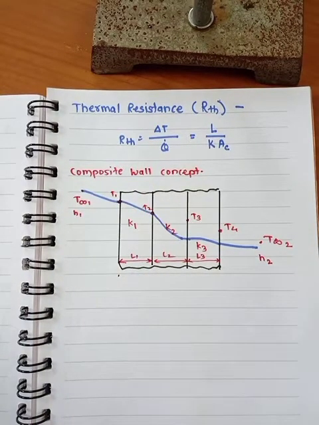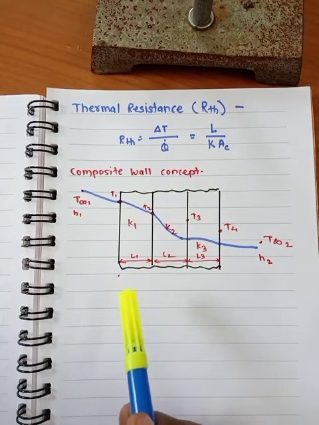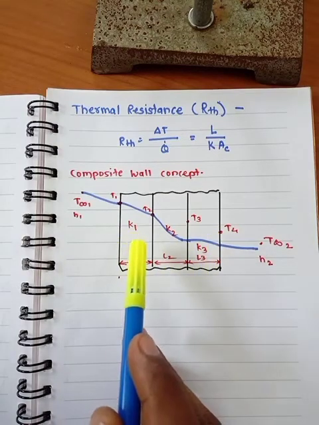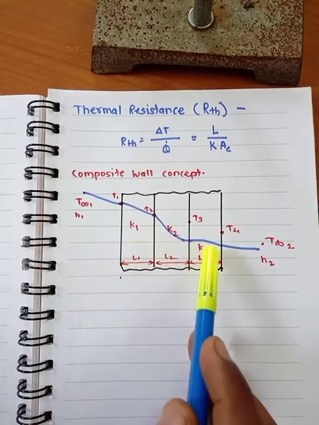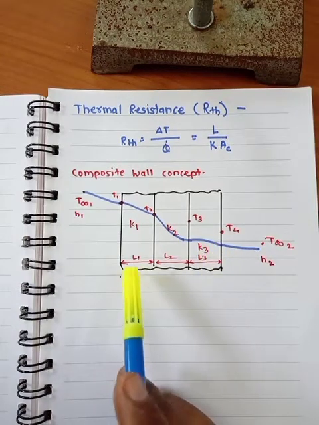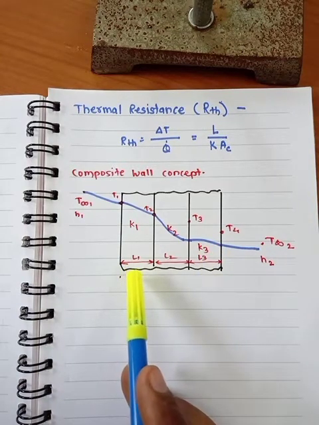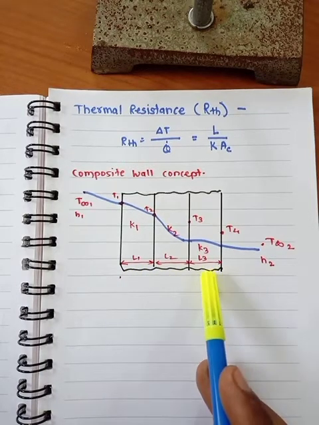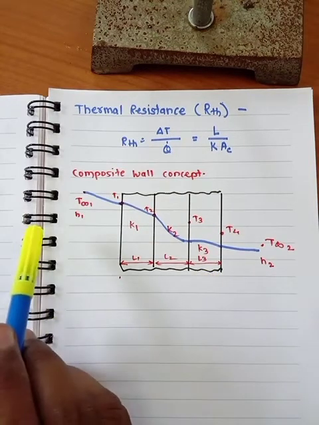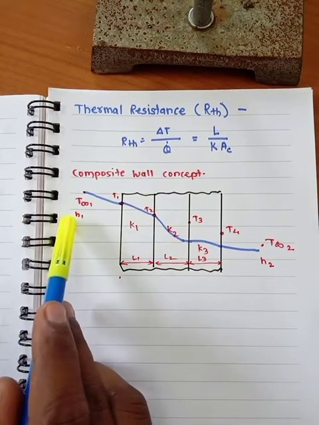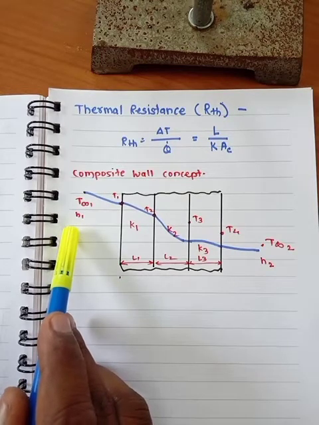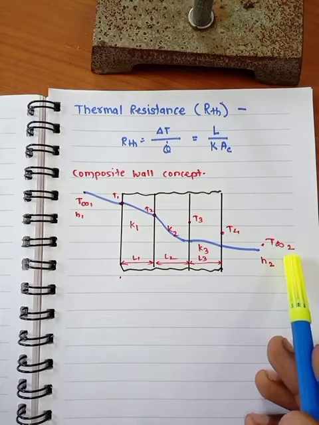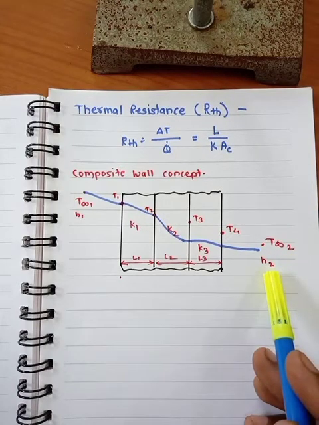For example, we have taken here a wall which consists of three layers, 1, 2 and 3, of different thermal conductivities K1, K2 and K3, with thicknesses L1 for the first layer, L2 for the second layer and L3 for the third layer. The temperature of the surroundings inside the wall is T infinity 1 and the convective heat transfer coefficient is h1, and outside the wall the surrounding temperature is T infinity 2 and the heat transfer coefficient is h2.